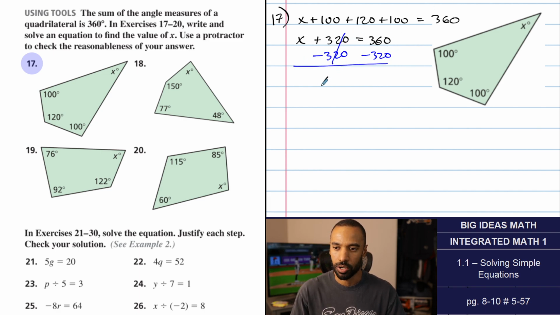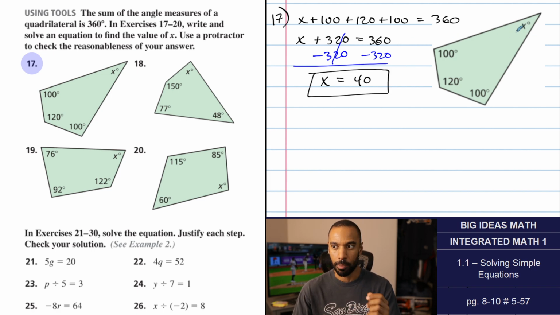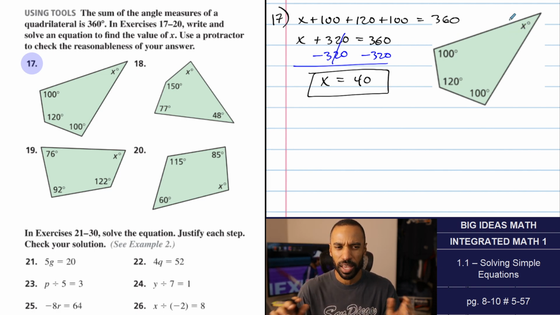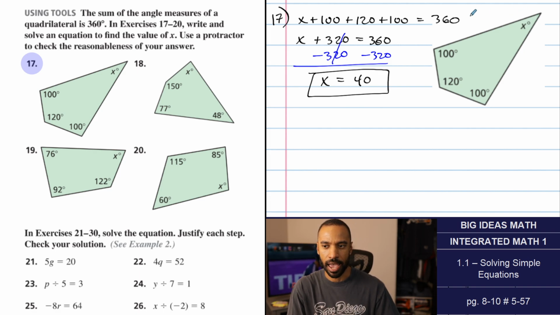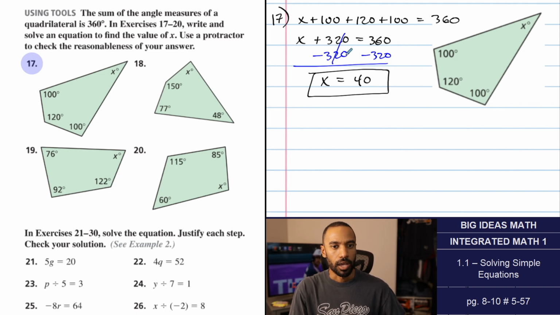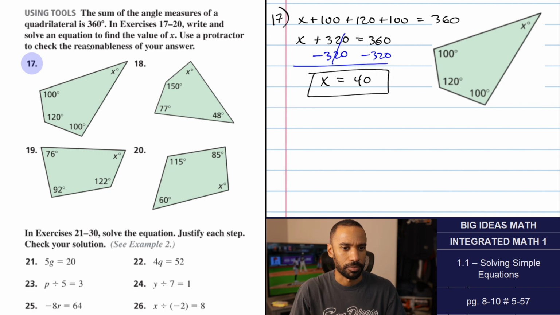320 minus 320 is 0. You're left with x on this side for that angle measure, and 360 minus 320 is 40. So the value of x is 40, so this angle measure is 40 degrees. Now, this wasn't a word problem, and the units were already presented in the diagram, so I'm not required to put degrees for that as a whole. Use a protractor? Nah, I think that looks like a good answer to me. Look at me, I'm the protractor now, right?